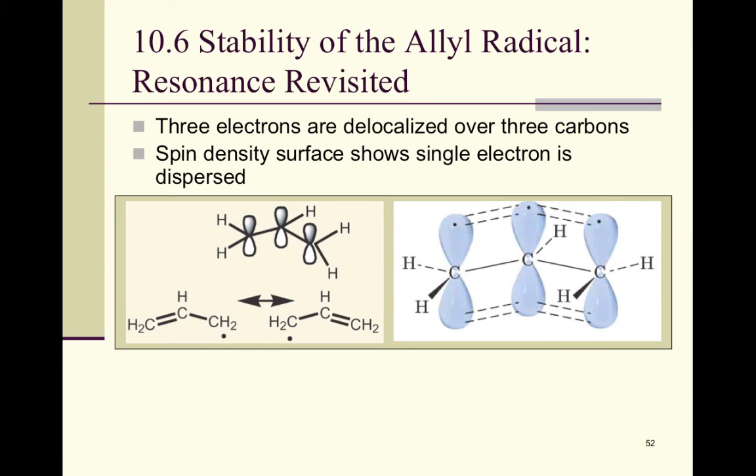Why is the allyl radical more stable? It's because of resonance. 3 electrons are delocalized over 3 carbons. And what that does is it causes an attachment between these carbons, so it's held together very well. Here is a resonance arrow showing us that the double bond could be left of center or right of center, and notice the radical is switching back and forth and back and forth.